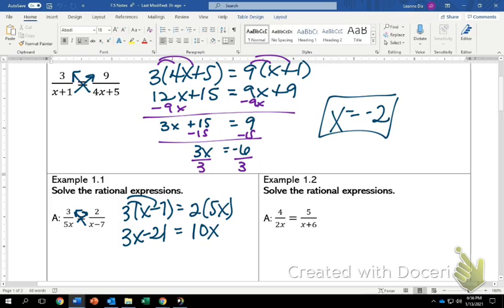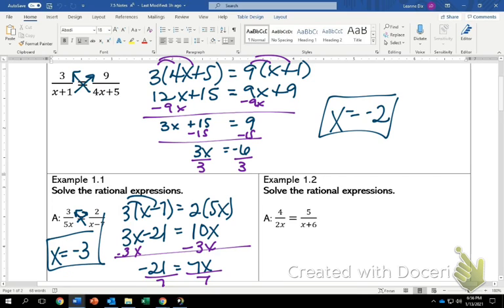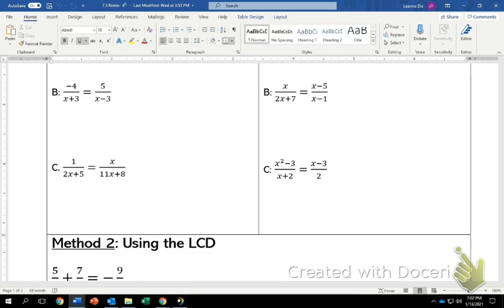This time, my smaller x is on the left-hand side, so I'm going to move it to the right and get negative 21 is equal to 7x. All right, let's divide by that 7 right there, and this time I get the answer of x equals negative 3. So far, very straightforward. All right, so let's have one that's slightly different.